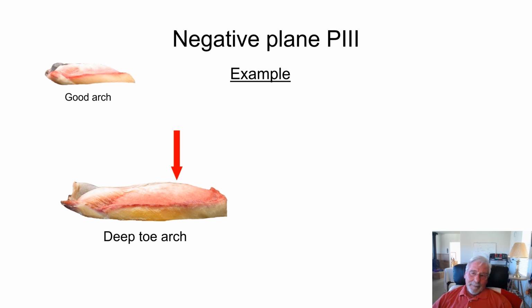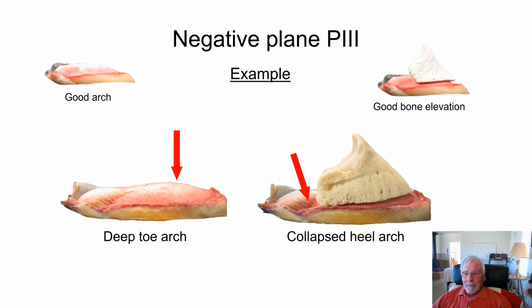So an example of a negative plane P3 bone, it'll have a deep toe arch with a collapsed heel arch. And here's a good example of how the bone moves. See, the bone can lift even further off of the toe, creating, if this is going down here, the bone can actually pull further up off of the toe. You know, I have to sit up here a little bit, falling off my chair.